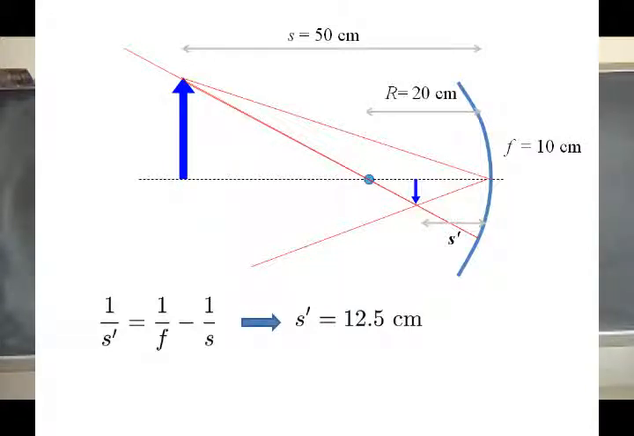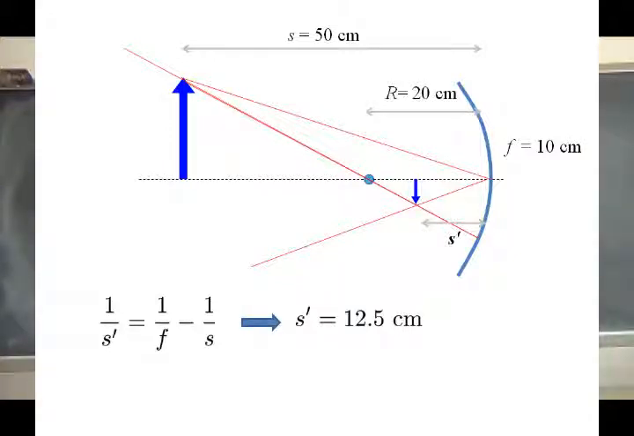spherical mirror equation, 1 over s prime is 1 over f minus 1 over s. 1 over f is 1 over 10 in inverse centimeters. 1 over s is 1/50th, and I wind up showing that s prime is 12.5 centimeters. And that looks like it could be right in the diagram.